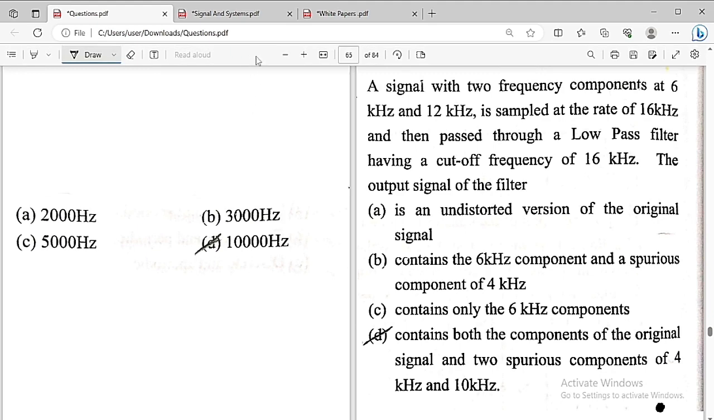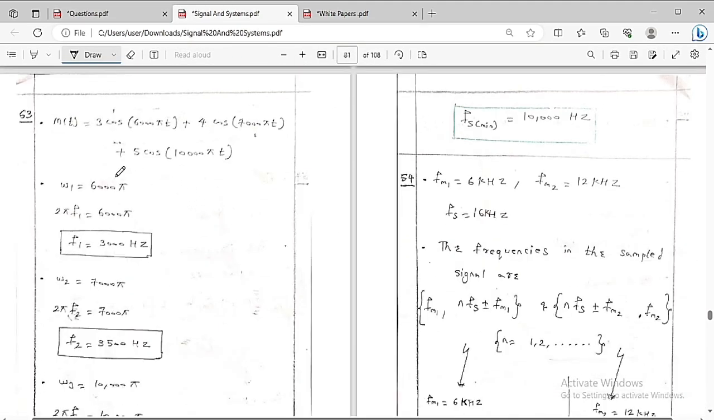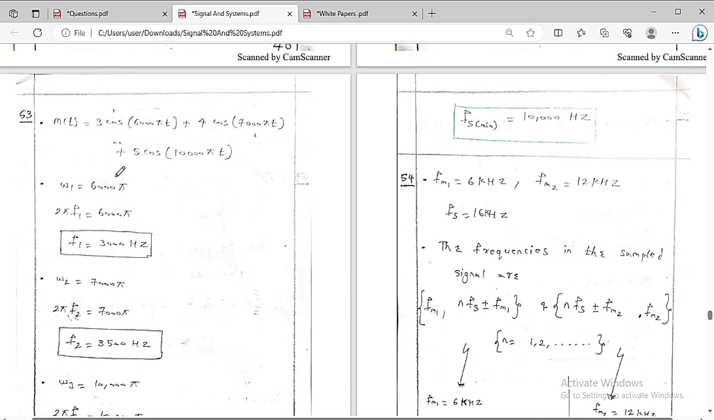So let's solve this numerical. What is the signal? The analog signal they have given is m of t is equal to 3 into cos of 6000 pi t plus 4 into cos of 7000 pi t plus 5 into cos of 10,000 pi t. For this signal, we need to figure out the minimum sampling frequency in order to get back the original signal from the samples. We have 3 terms: first term, second term, and third term.